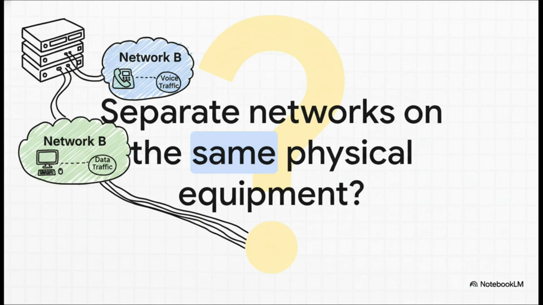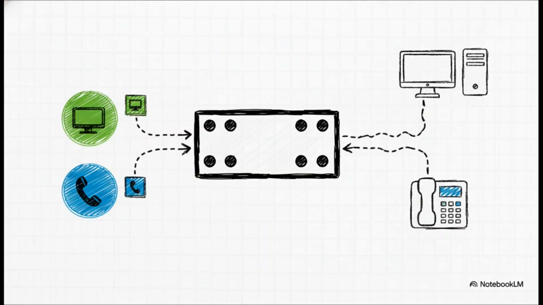Like keeping your office phone traffic totally separate from your computer traffic. How do you do that? Well, the solution is a really cool optional piece called the VLAN tag. A VLAN, or virtual LAN tag, gets slipped in right before that EtherType field we just talked about.